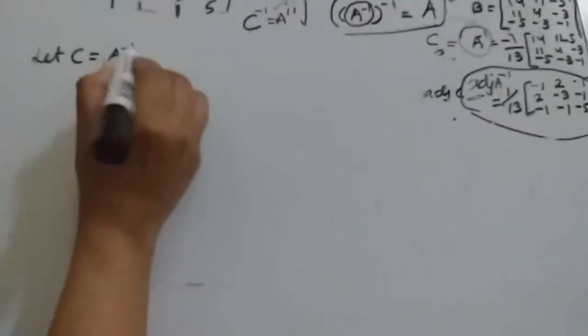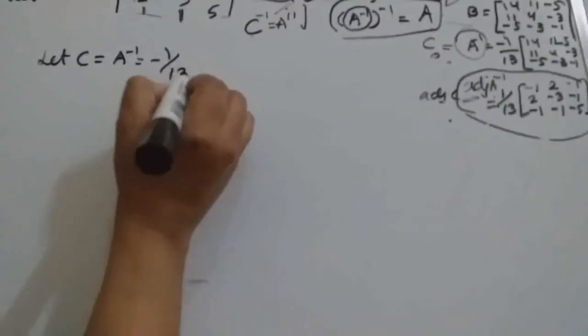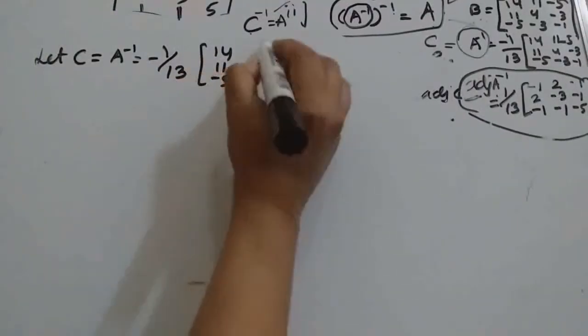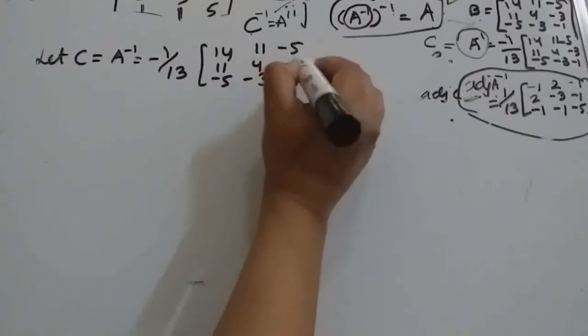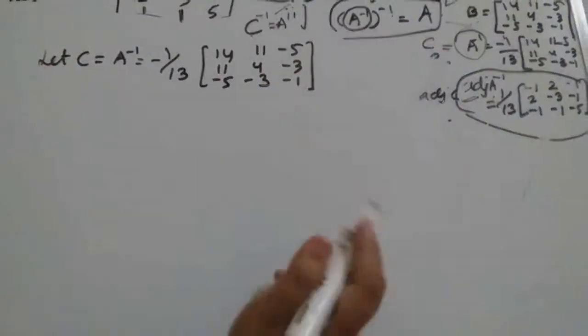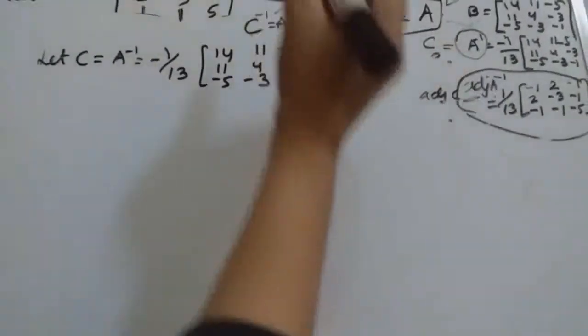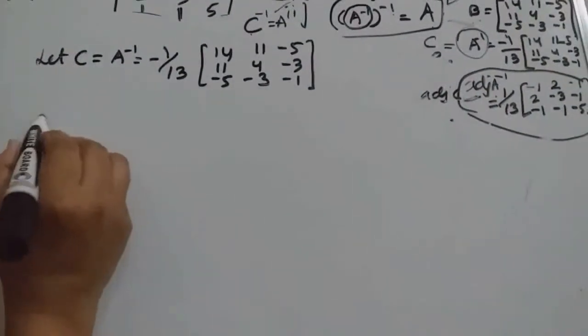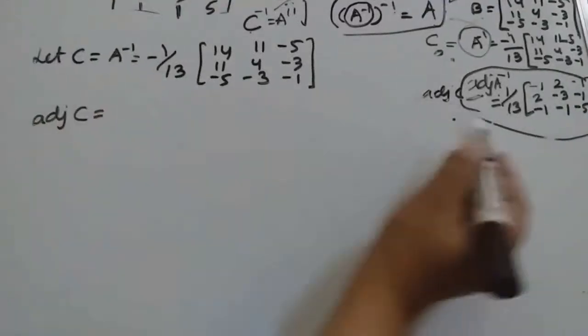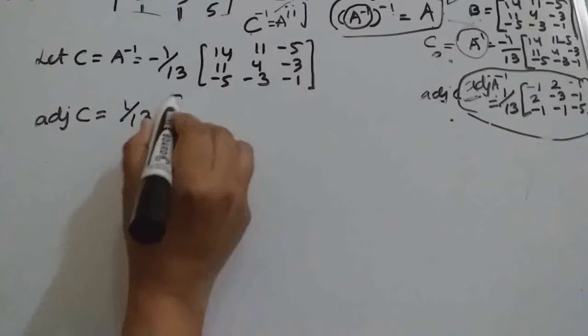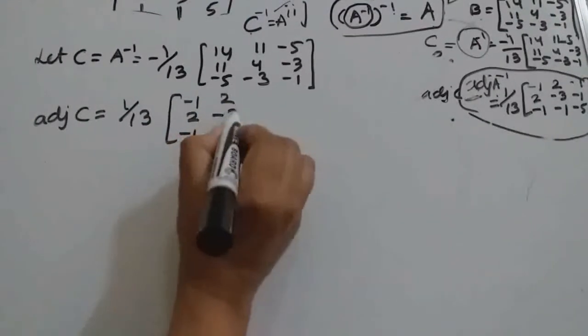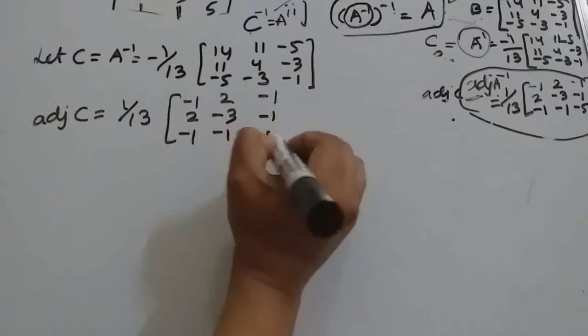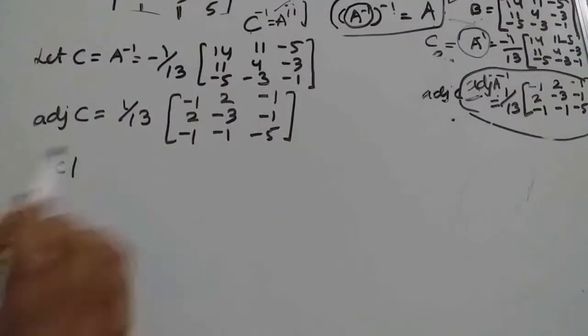So what we will do here, we will write this A inverse. Let C be equal to A inverse. This already we got as minus 1 by 13 times the matrix 14, 11, minus 5, and so on. Okay. So from the previous step we are getting, we can name that part as 1 and we can write from 1, isn't it? Now adjoint C already we got here, that is adjoint of A inverse. Okay, now determinant C we should find here.